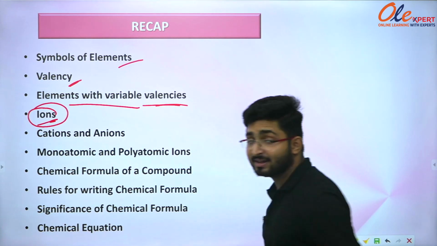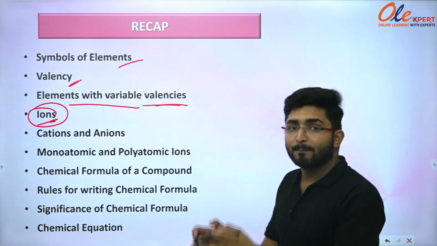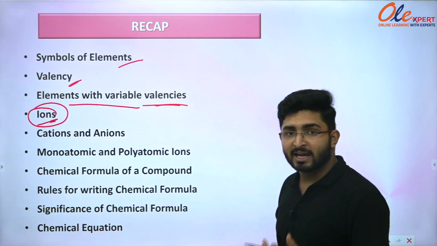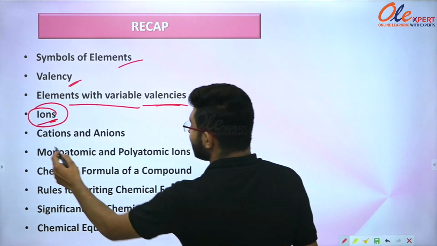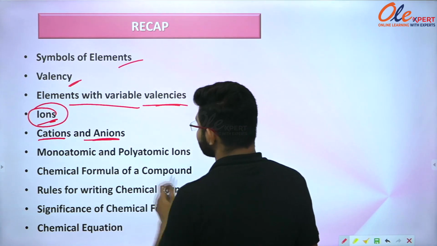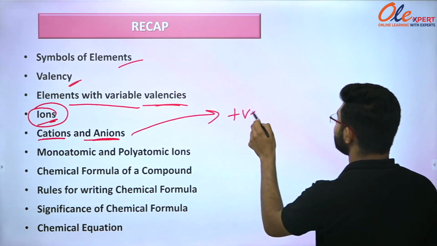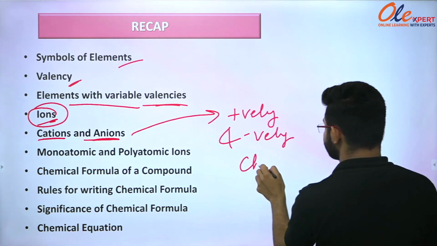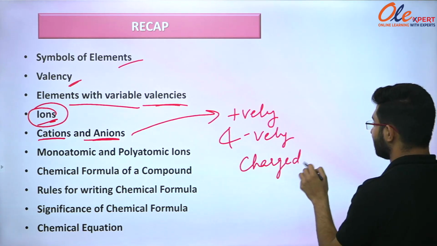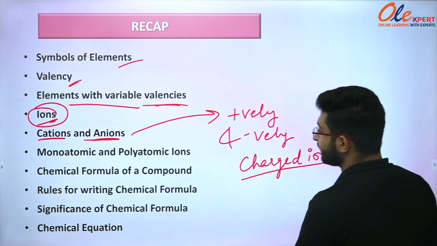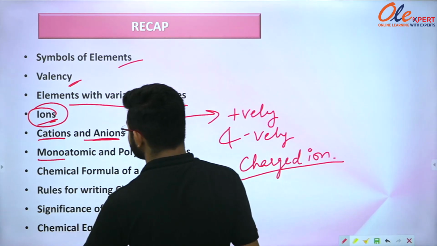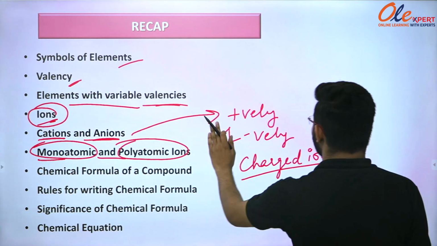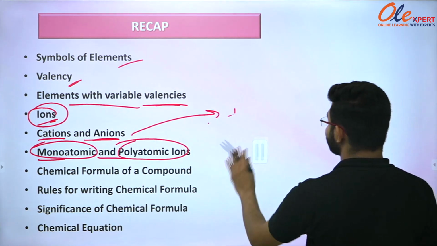What are ions? Ions are the charged particles that are formed by the donation or acceptance of electrons by any element or atom. The next ones were cations and anions, the positively and negatively charged ions. The next topic that we have discussed was monoatomic and polyatomic ions. These were the ions on the basis of the number of atoms present in them.